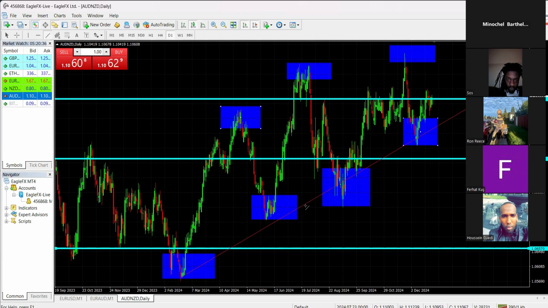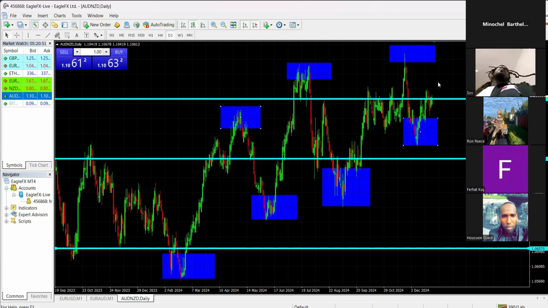If you want to, you can also grab your trend line. As you can see, it is currently trending up, but there's no reason for us to add one because I hate adding too many lines to my chart, right? I'm trying to keep it as clean as possible. So perfect, AUD is currently trending up, so you'll be looking for buys only, right?